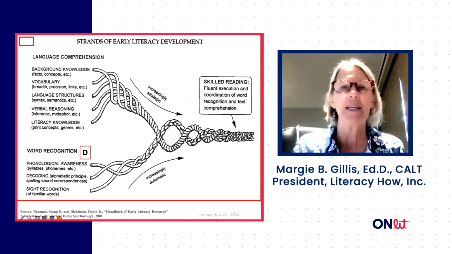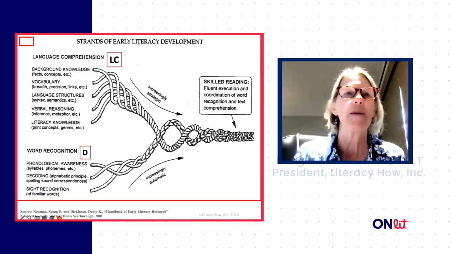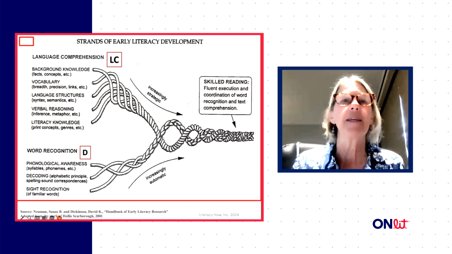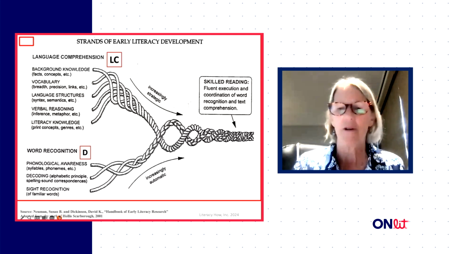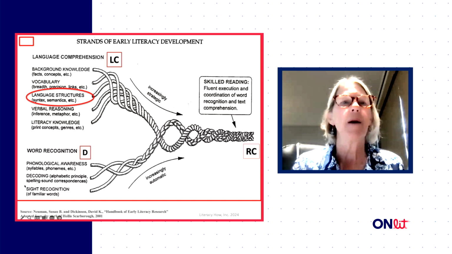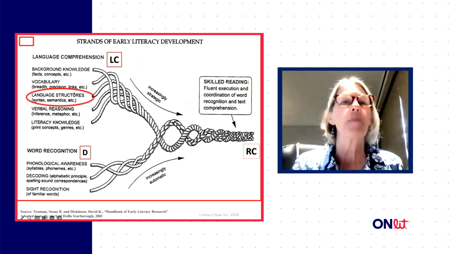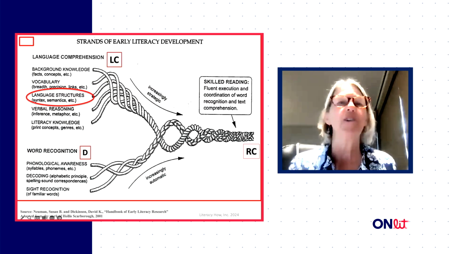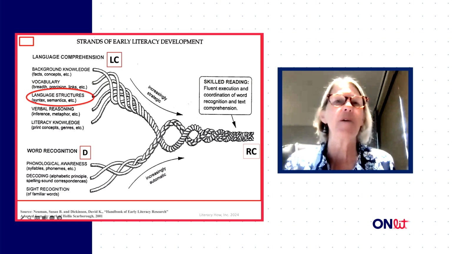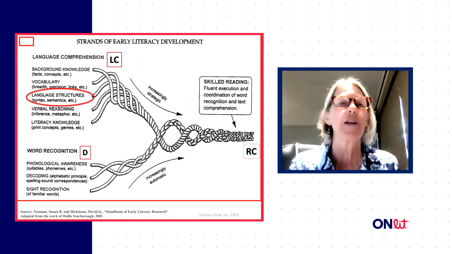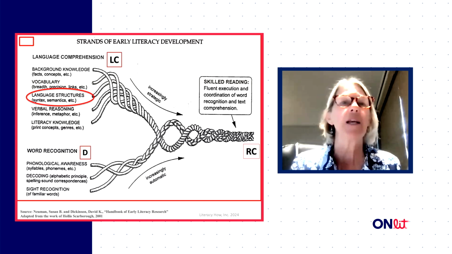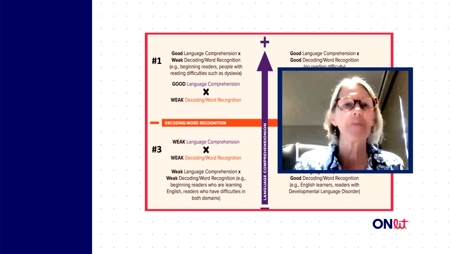recognition, or the D part of the simple view at the bottom. The top, we see the LC, or the language comprehension. And this is where we're going to focus our attention today, on these language structures here, where we see syntax and semantics in the same strand, because they really go together. You can't really talk about one without the other, although we're going to focus specifically on syntax today.